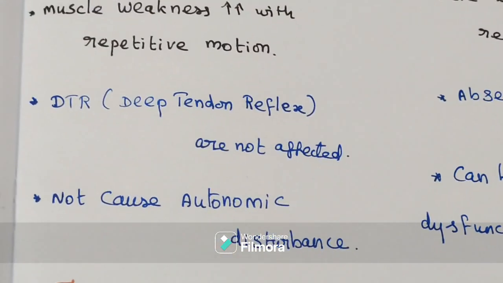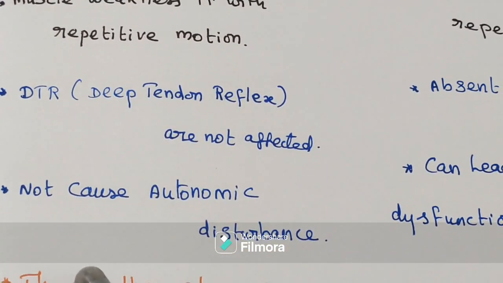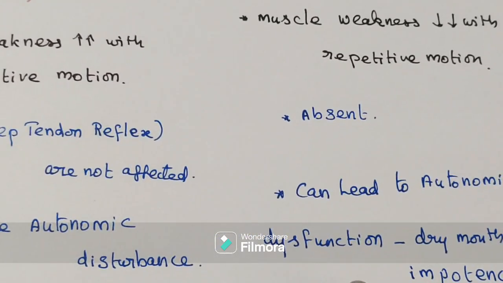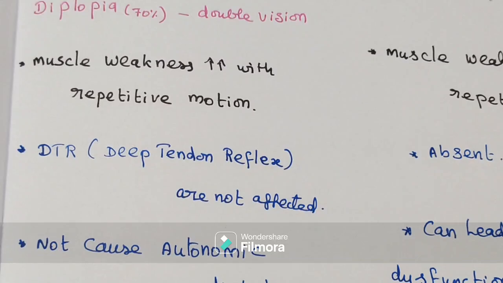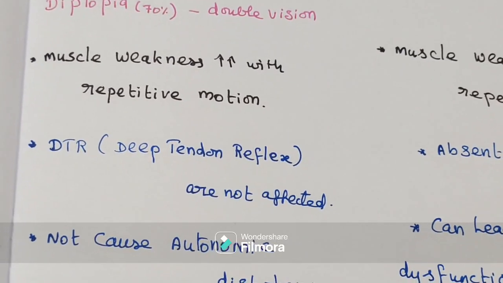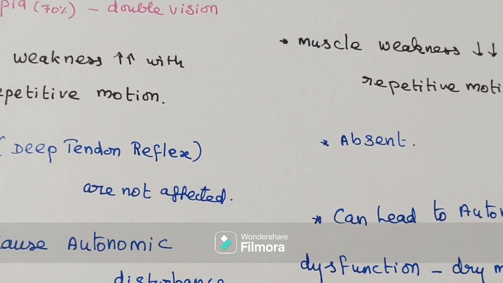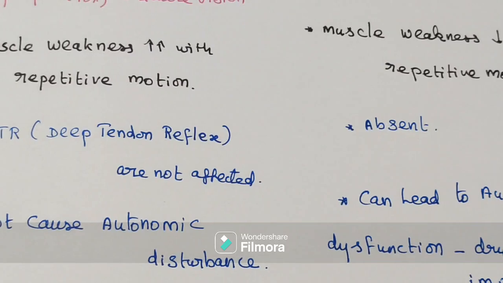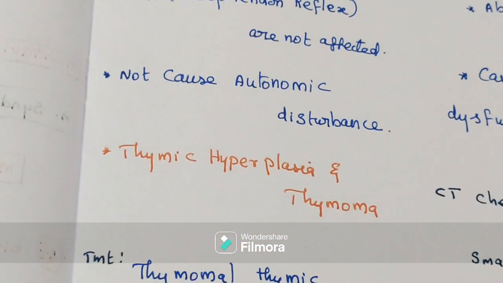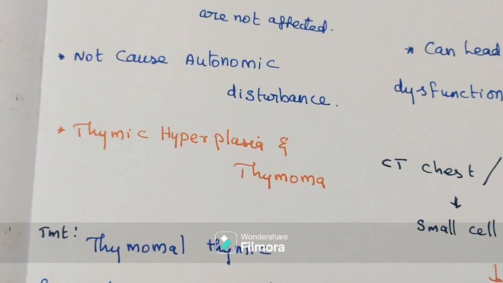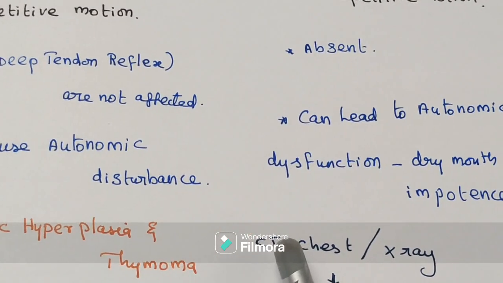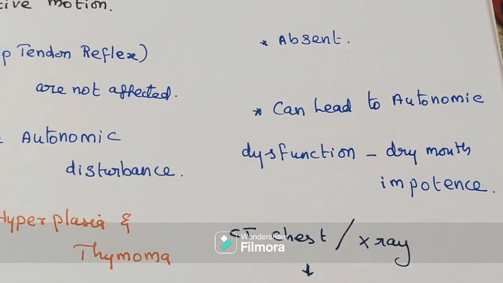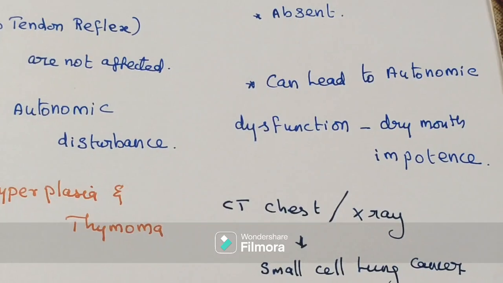Then deep tendon reflexes: in myasthenia gravis deep tendon reflexes are preserved, while myasthenic syndrome leads to absent deep tendon reflexes. Myasthenia gravis does not cause autonomic disturbance, but myasthenic syndrome leads to autonomic dysfunction such as dry mouth and impotence.